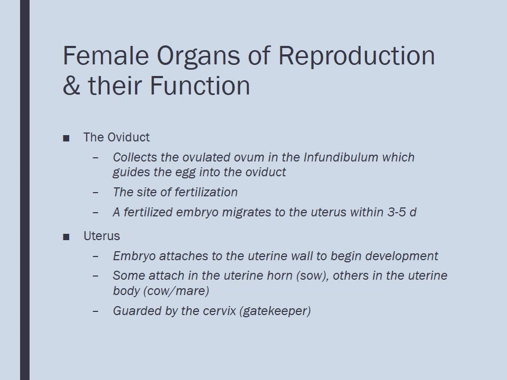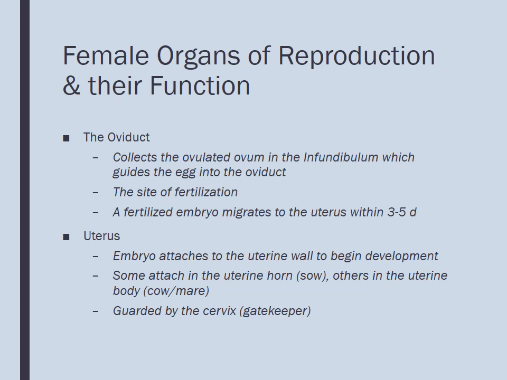The oviduct is next, and like I said earlier, that collects the ovulated ovum, or the ovulated egg, into the infundibulum. Think about the ovary as more or less suspended, free in the body, and the infundibulum is almost like a catcher's mitt, a first baseman's mitt, that sits right around the outside of the ovary and funnels that ovulated egg into the oviduct and guides that egg down there. The oviduct is the site of fertilization for virtually all species.